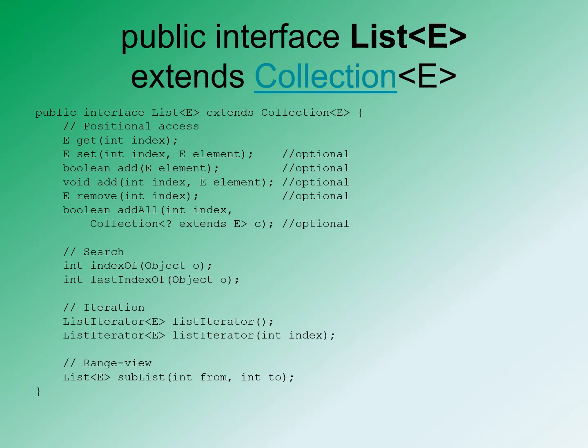We can remove an element from the list, and like the previous set interface, we have so many positional access, search, iteration and range view methods which are present in the collection class. Like you can see, we have remove, addAll, indexOf, lastIndexOf, listIterator, and then subList.